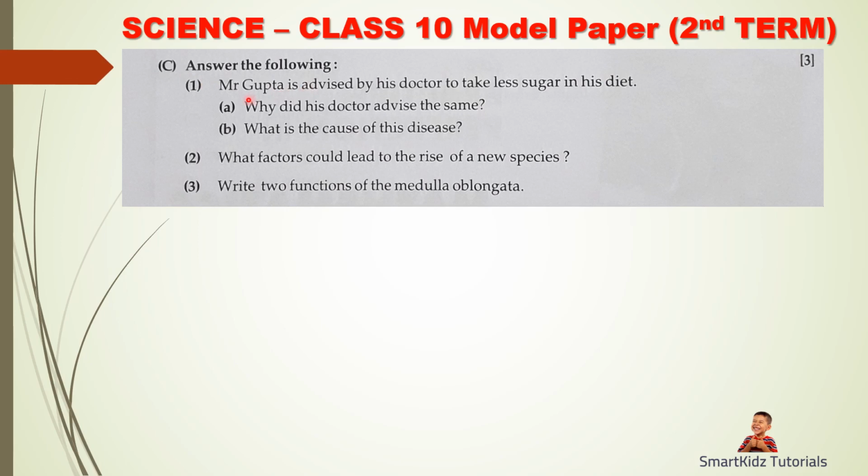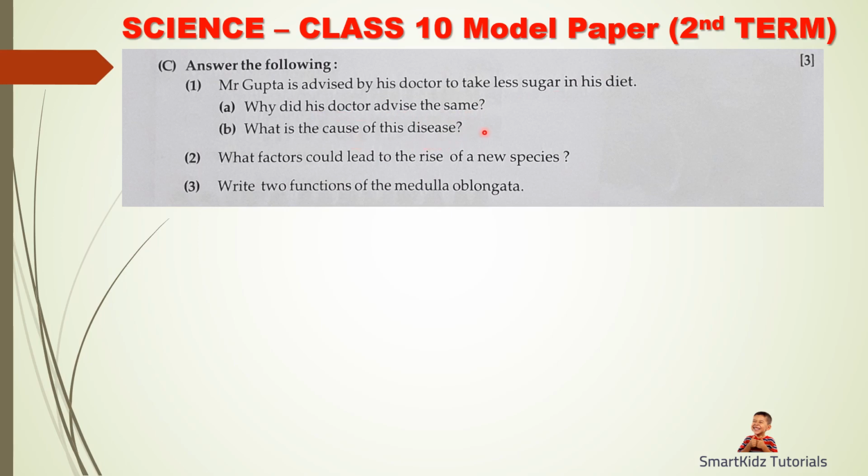1c, answer the following. First one: Mr. Gupta is advised by his doctor to take less sugar in his diet. Why did his doctor advise the same? Well, if he has been advised to take less sugar, that means he is unable to metabolize the sugar he is consuming, either directly in the form of sugar-related food items, or in the form of carbohydrates which are converted to sugar. So he probably is suffering from diabetes mellitus.